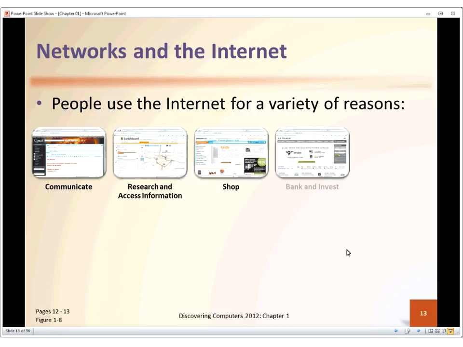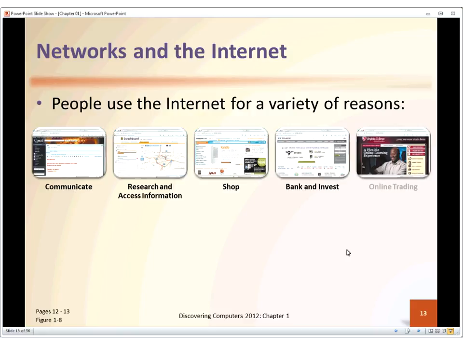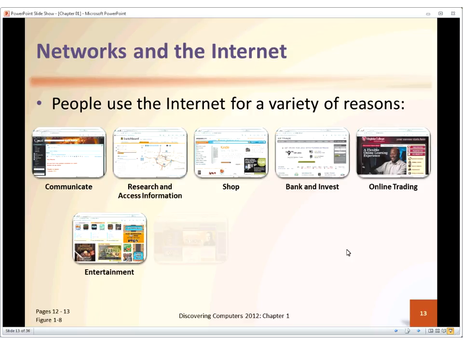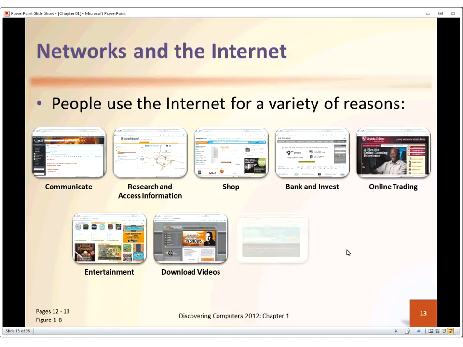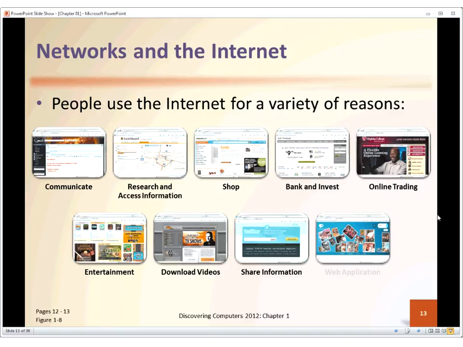Anyway, people use it to communicate, as we're doing, to do research and access information, which you'll be doing once the quizzes are active. You can do shopping, you can bank online, you can make money on the stock market. There's no end to the entertainment that we can have on the Internet. You can download videos, you can stream, watch TV, share information with one another here on Twitter and Facebook. And there are all kinds of web applications that you can use on the Internet as well to do the things you need to do.